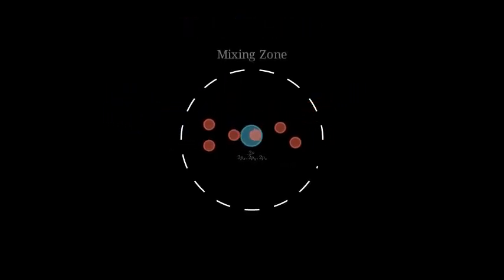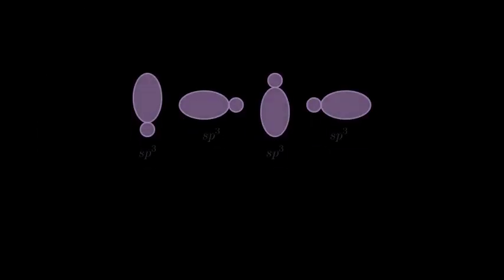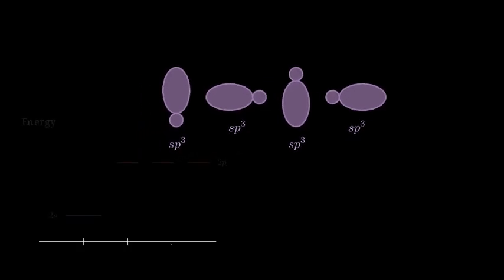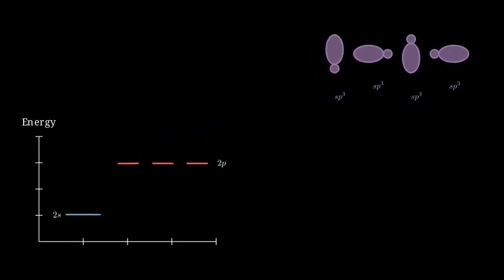Imagine taking that 1s orbital and those 3 p orbitals and throwing them into a blender. We mix them together to create 4 entirely new hybrid orbitals. Because we used 1 s and 3 p orbitals, we call each of these an sp3 hybrid orbital.